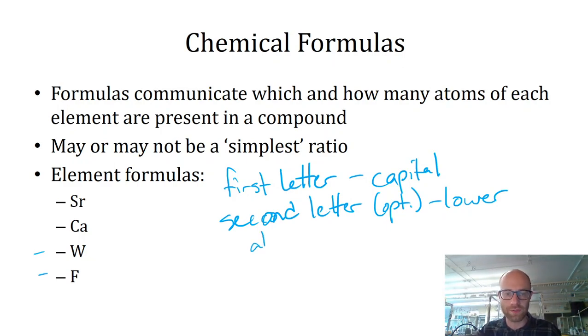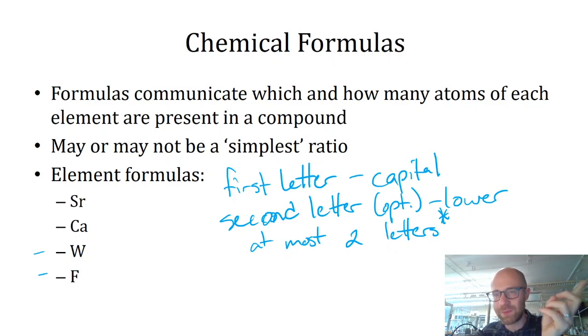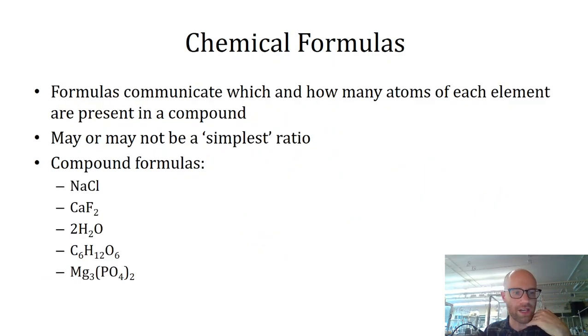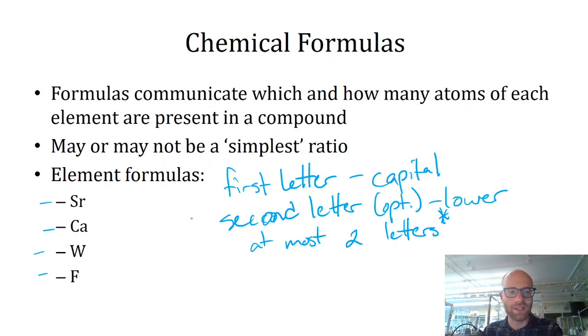At most, 2 letters. I'm going to put a little asterisk there because that's not always the case, but the way the periodic table looks now, it is the case, so there's nothing to worry about with that. But you can see these guys here have one of each. This is strontium, calcium, tungsten, and fluorine, respectively.